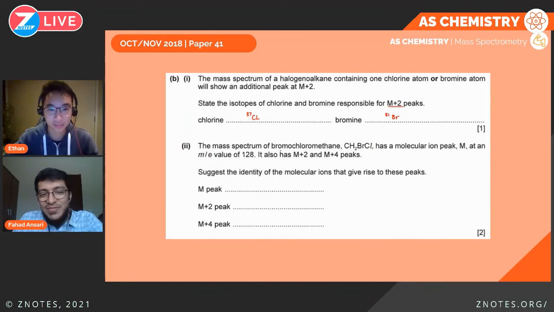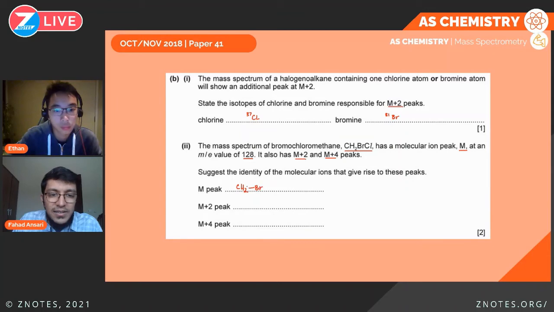The mass spectrum of bromochloromethane, CH2BrCl, has a molecular ion peak M at an m/e value, or mass to charge value, of 128. It also has M plus 2 and M plus 4 peaks. Suggest the identity of the molecular ions that give rise to these peaks, right? So the M peak will be CH2. Now the Br will be the lighter isotope, so that will be Br79. And we have chlorine, which is chlorine 35, right? This is one way of writing it.